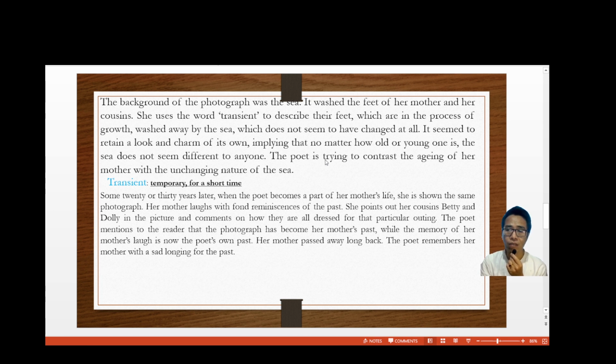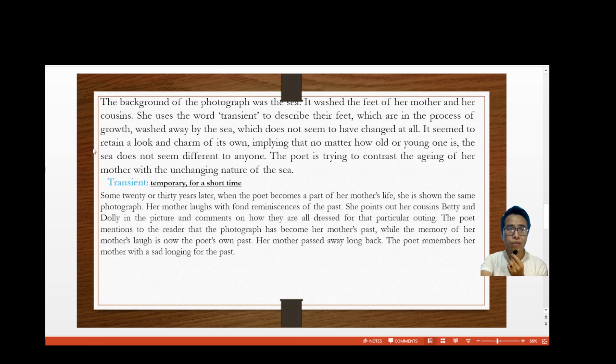The poet is trying to differentiate the aging of her mother from the unchanging nature of the sea. What she's overall trying to say is that humans are transient, temporary. Humans are born and they are gone in a short period of time, but nature is there. Nature never changes. Nature hardly changes. That is what she is trying to stress through this poem.